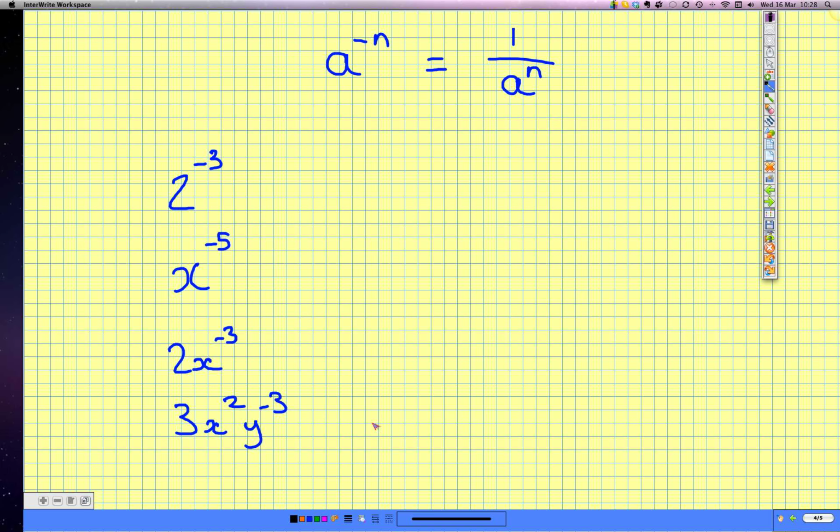Have a look at another one now. This is the negative power law. A to the minus n is equal to 1 divided by a to the n. So if you see a negative sign in front of a power, don't panic. Just think, that just means that I need to write it as 1 over a to the n. Okay. So 2 to the power of minus 3 is the same thing as 1 over 2 to the power of 3, or an eighth. So simply just remove the negative in front of the power and just write it as 1 over that. Okay, works for algebra too, so x to the power of minus 5 is the same as 1 over x to the power of 5.